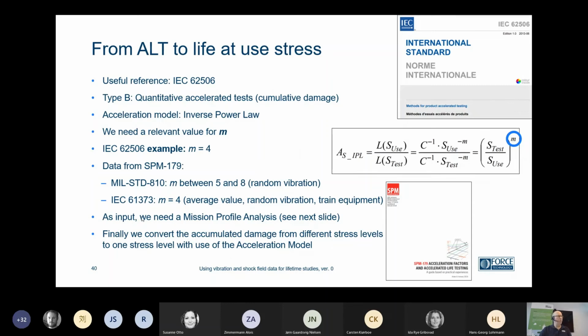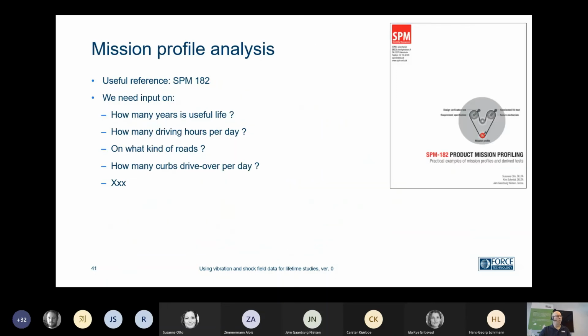Then as input to the model, we need this mission profiling analysis, and there will come a little bit more on that. Then we can accumulate damage from different stress levels during use. We can calculate to one stress level by use of the acceleration model and the parameters we have found. If you want to know more about mission profiling analysis, the TWI handbook I have shown before is also a very good source.